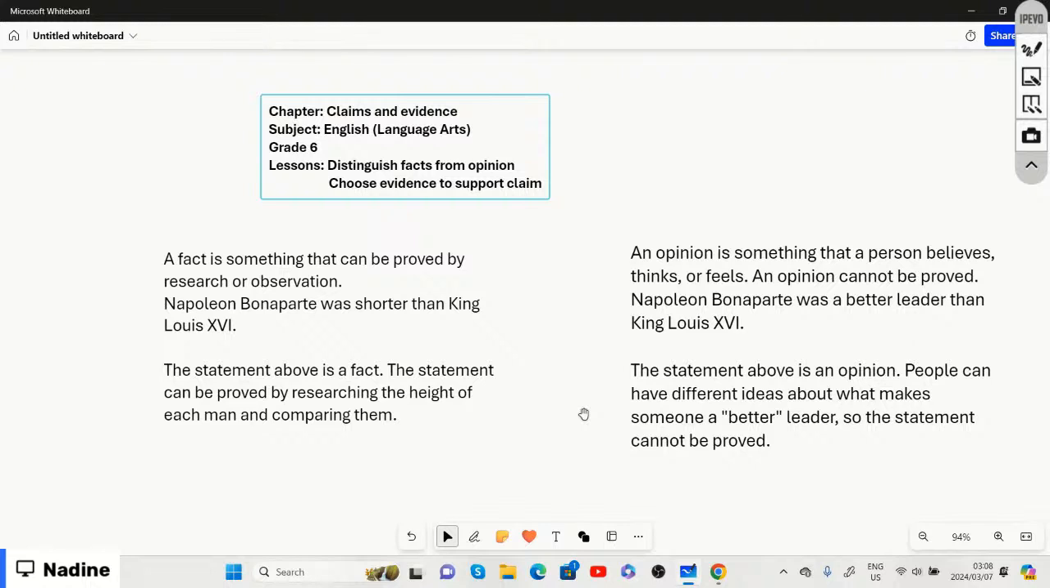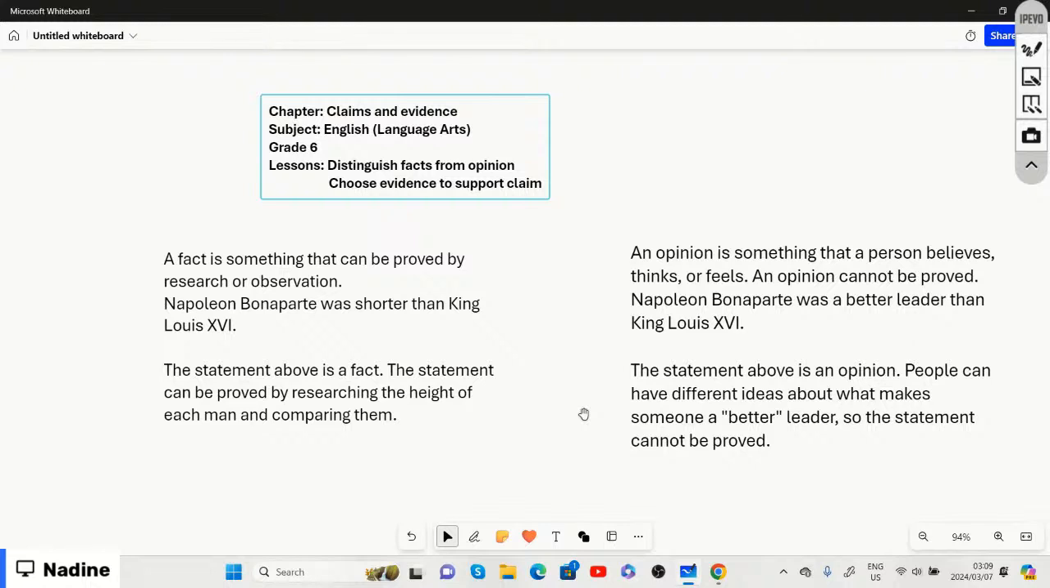If we look at an example of a fact, a fact is something that can be proved by research or observation. For example, Napoleon Bonaparte was shorter than King Louis the 16th. This statement above is a fact. It can be proved by researching the height of each man and comparing them.